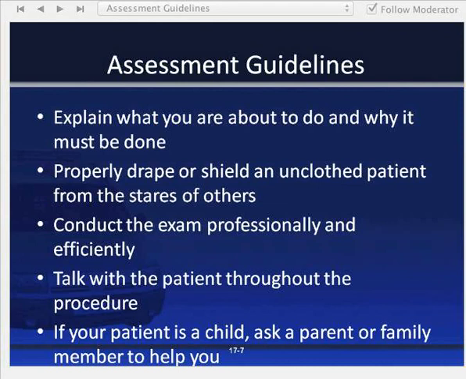Be aware that your patient will be anxious about having their clothing removed and having an exam performed by a stranger. Ease your patient's fears by explaining why you are about to perform this examination and what it is that you're doing. Remember to properly drape or shield an unclothed patient from the stares of others. Conduct the examination professionally and efficiently, and talk to the patient throughout the procedure. If your patient is a child, ask the patient or a family member to help you. Doing so should lessen the child's anxiety.